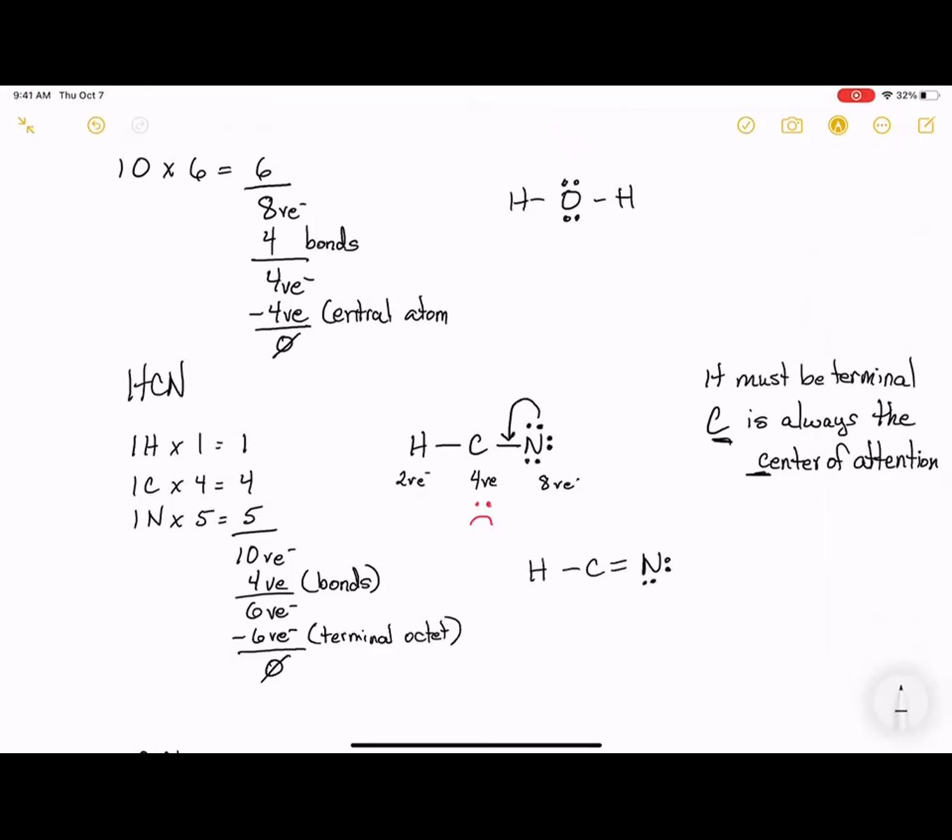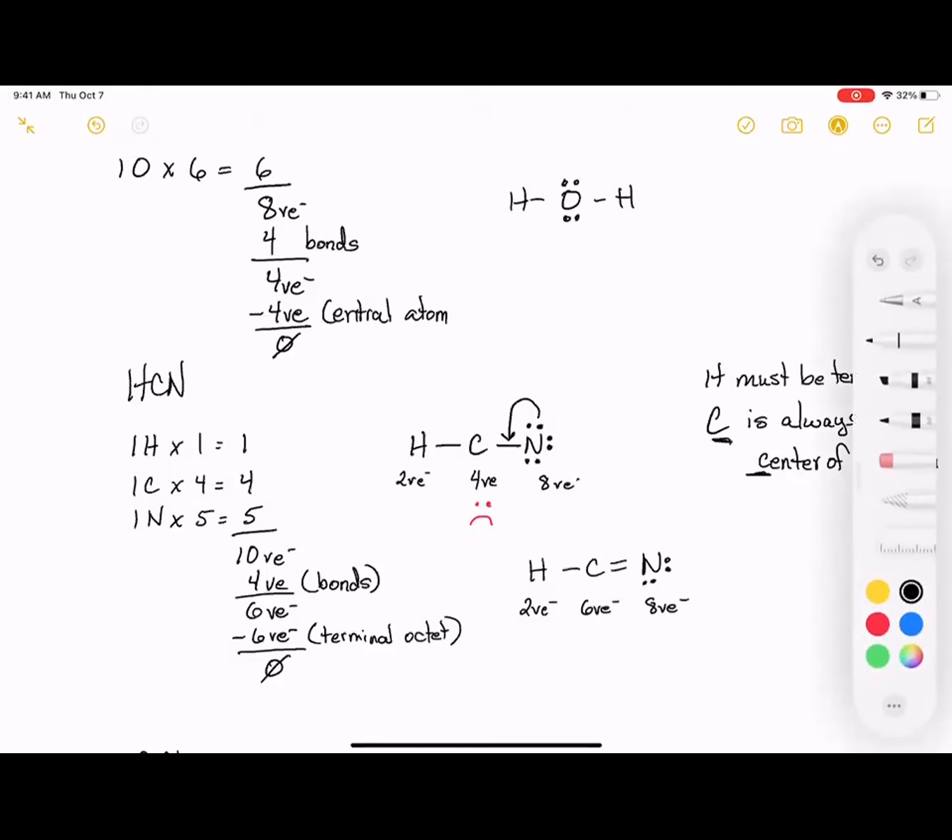Anytime you alter the structure, you check, does everybody have its octet? Your hydrogen still has 2 valence electrons because there are 2 electrons in that single bond. The nitrogen still has 8 valence electrons because there are 4 electrons in dots and 4 electrons within the double bond. But your carbon currently only has 6 valence electrons. There are 4 within the double bond and 2 within the single bond. So carbon is still not happy.